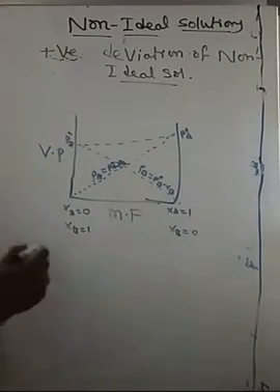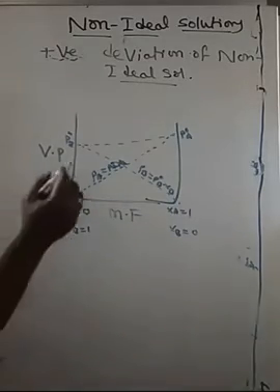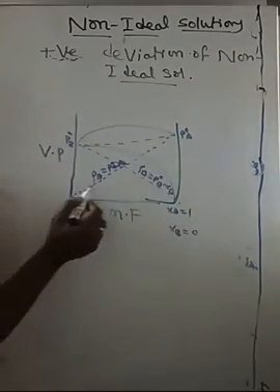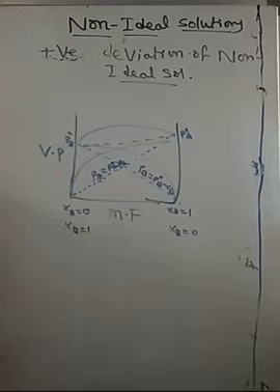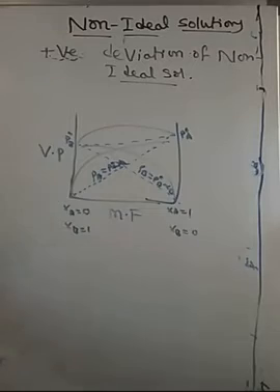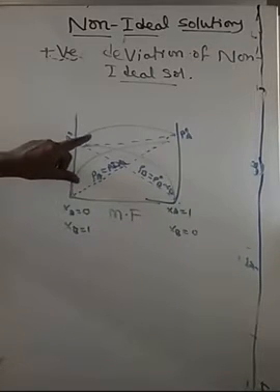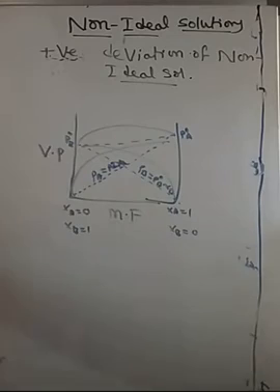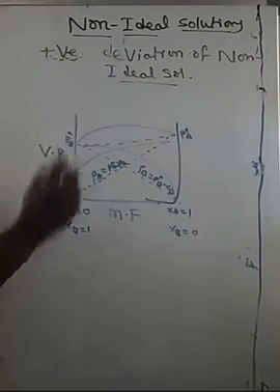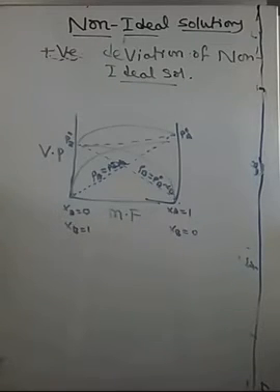But for positive deviation of non-ideal solution, the shape of the curves becomes like this. This thick line of the curves indicates the positive deviations. Now you observe here, the thick lines are all above the dotted lines. That indicates that the vapor pressure increases after mixture of the two components of the solution. So that is called positive deviation of non-ideal solutions. This is the shape of the curves, vapor pressure versus mole fraction, for positive deviations of non-ideal solutions.